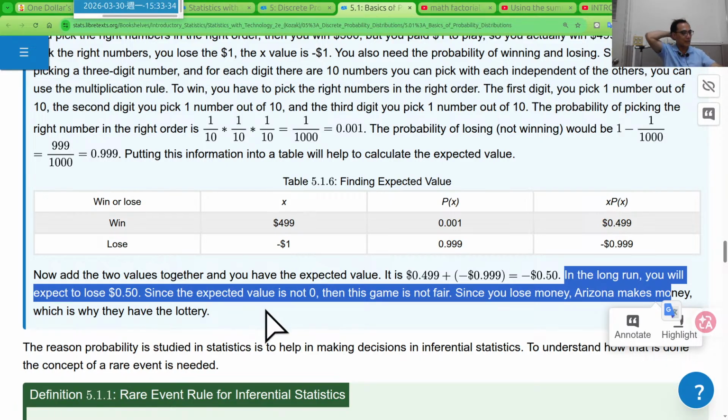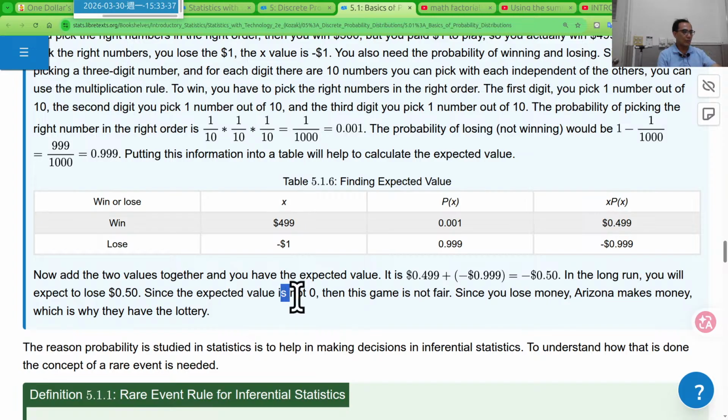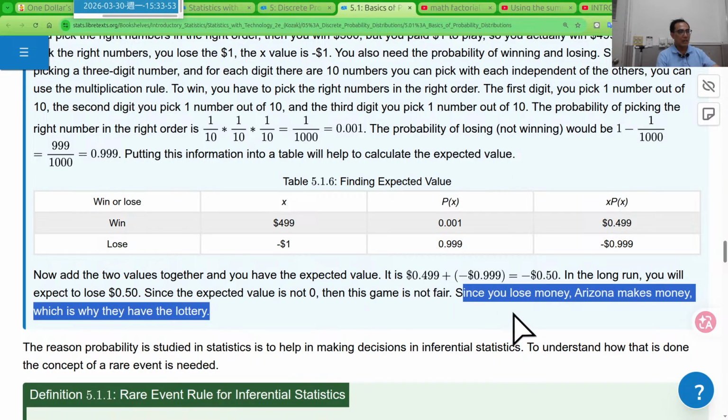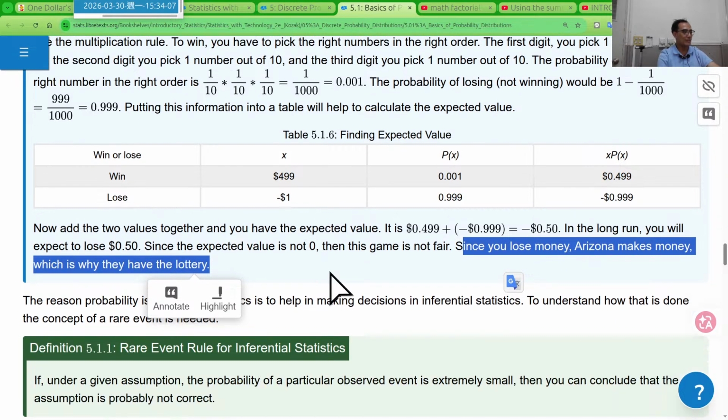Since that expected value is not zero, the game is not fair. Sure, they need to operate the lottery and pay many costs for that. Since you lose money, Arizona makes money, which is why they have the lottery. Is it okay? Sure. This part is a little bit boring, so I will not spend time on it; you can practice.